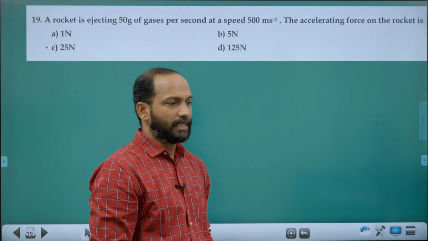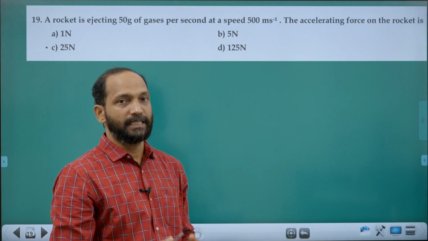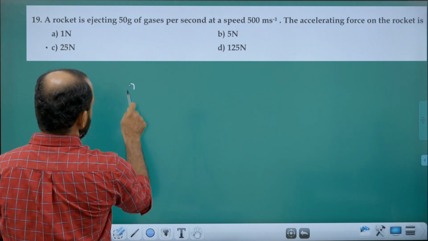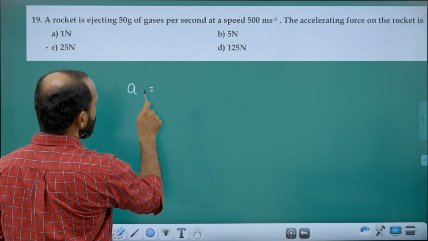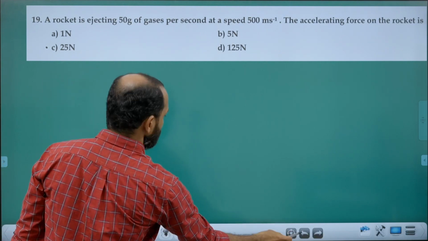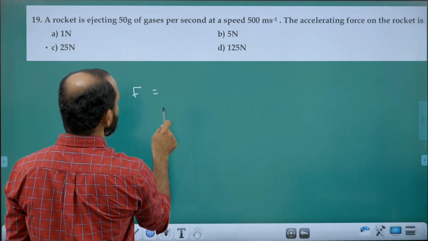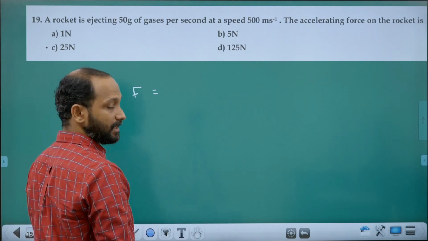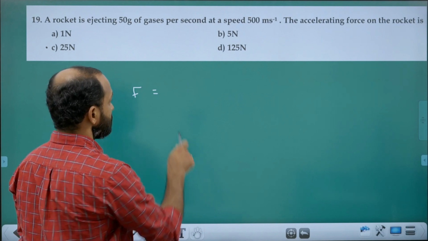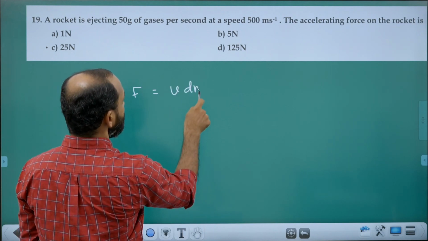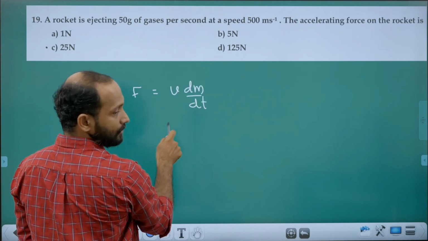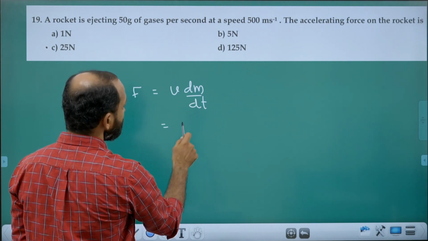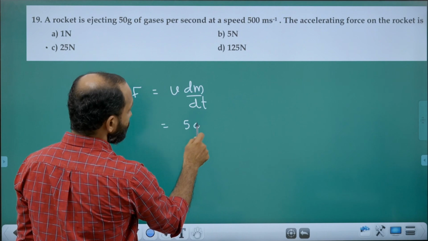19. A rocket is ejecting 50 gram. Rocket, it's a variable mass problem. So for the accelerating force from Newton's second law, we write F is equal to dp by dt, but the velocity is constant. So mass is not a constant. So we take v dm by dt for that equation. Here v is the velocity of the ejected fuel with respect to the rocket frame. The velocity is 500.